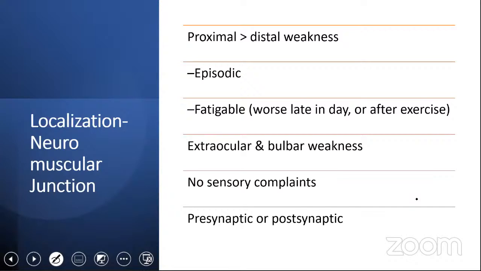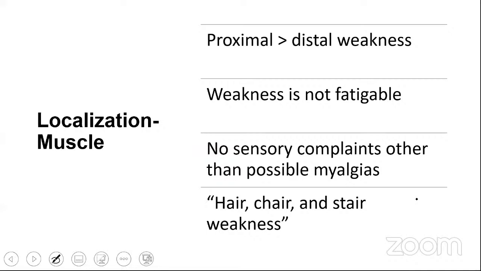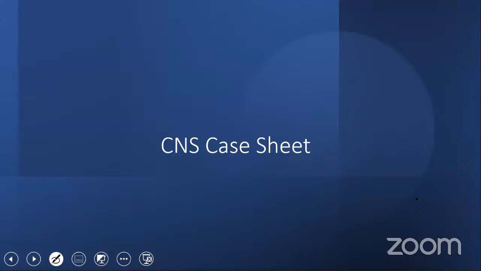Presynaptic or postsynaptic dysfunction can give rise to neuromuscular junction type of weakness. Localization to the muscle causes proximal weakness more than distal weakness. Here the weakness is not fatigable. There are no sensory complaints other than possible myalgias. There may be hair, chair and stair weakness, which means you cannot comb your hair because of proximal weakness in the arms. You cannot get up from the chair because of gluteal and proximal muscle weakness. You cannot climb stairs. All these features tell you it's a muscle problem with preserved reflexes. So that finishes the localization.